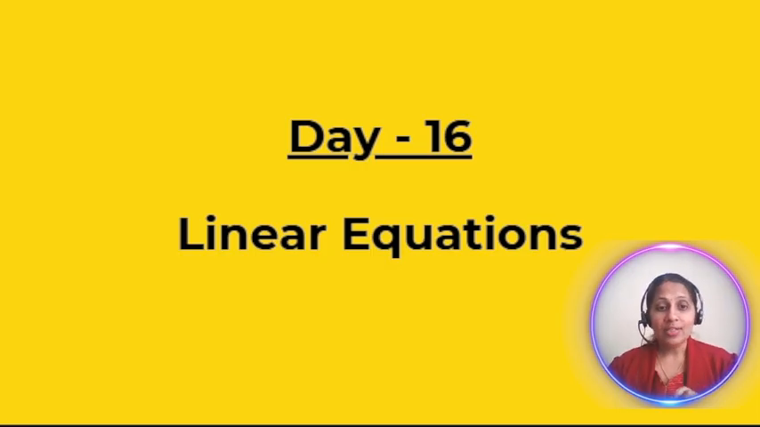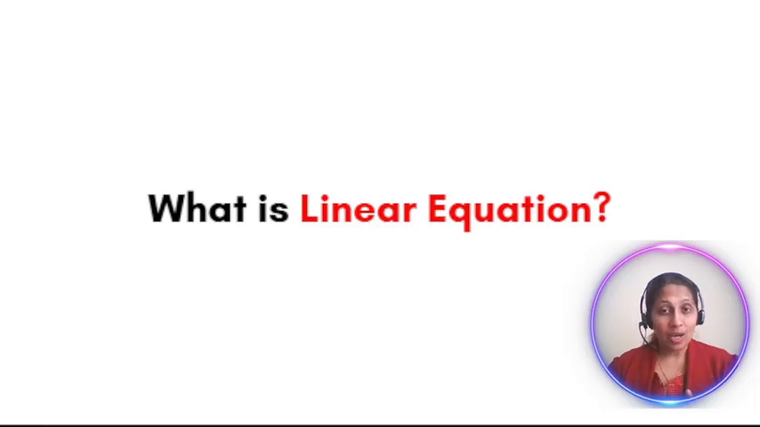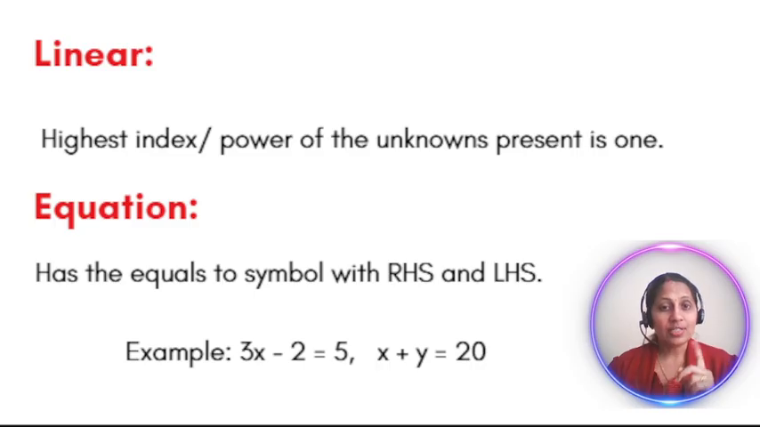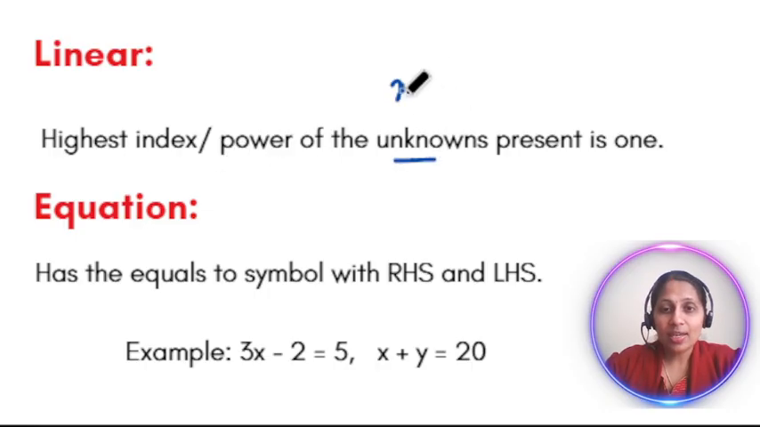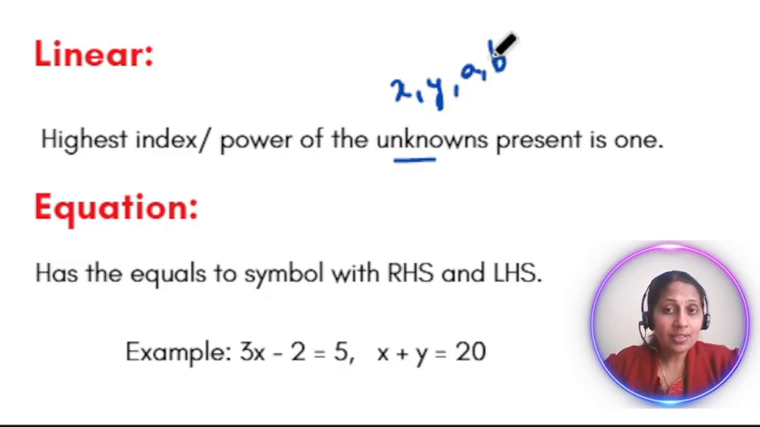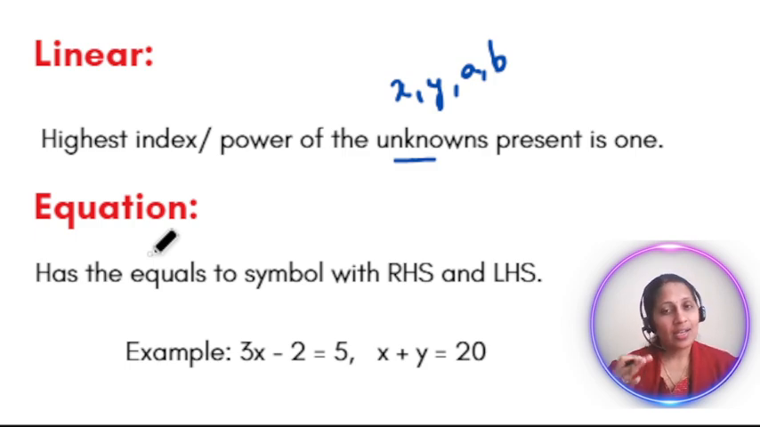Okay. So what is a linear equation? Let's break it down into two simple words: linear and equation. Linear means the highest power of the unknown. Unknown means your x, y, a, b, simply the variable. The highest power of the variable is 1. And equation means it has an equal to symbol with a left hand side and a right hand side. So a linear equation is nothing but an equation where the highest power of the variable is 1.